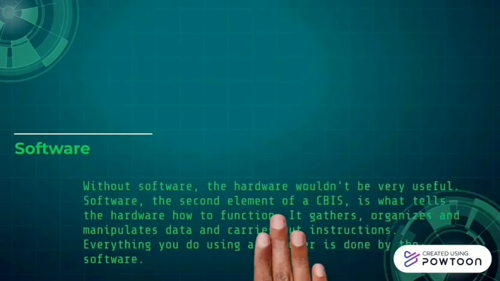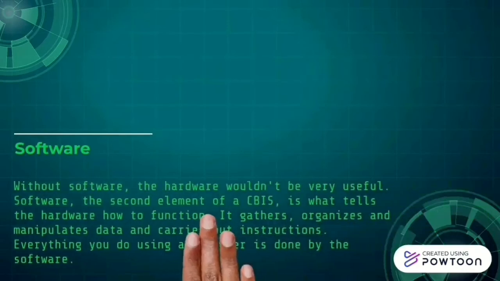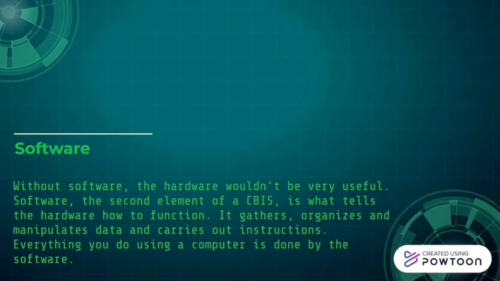Software. Without software, the hardware wouldn't be very useful. Software, the second element of a CBIS, is what tells the hardware how to function. It gathers, organizes, and manipulates data and carries out instructions. Everything you do using a computer is done by the software.